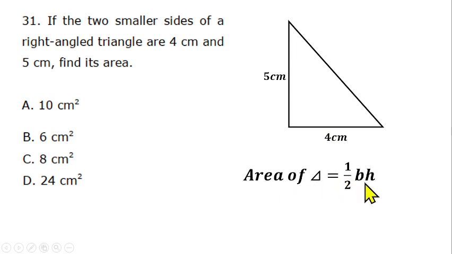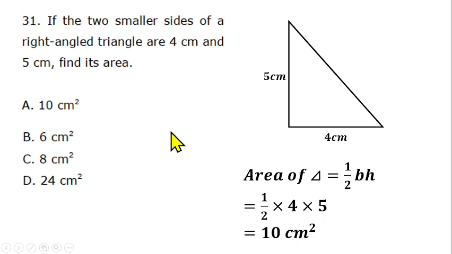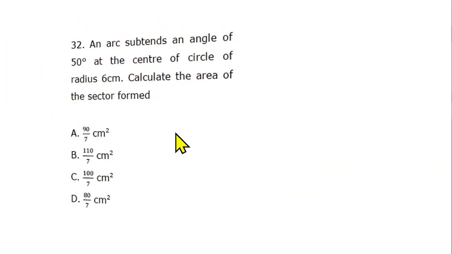So area will be half base times height. The base is 4 and the height is 5. So we have half times 4 times 5. That should give us 10 centimeters squared. A is the correct option for question number 31.